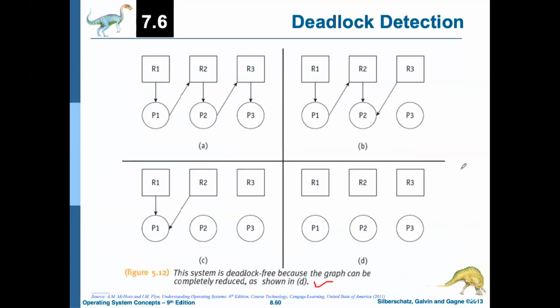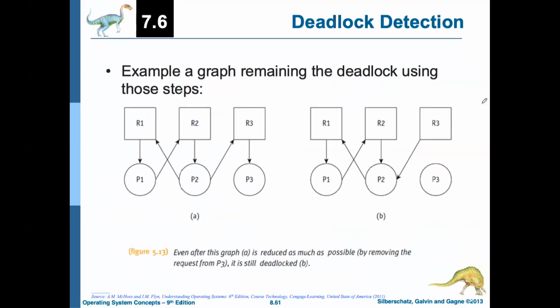Example: a graph remaining in deadlock using those steps. Even after graph A is reduced as much as possible by removing requests from P3, it is still deadlocked in B.